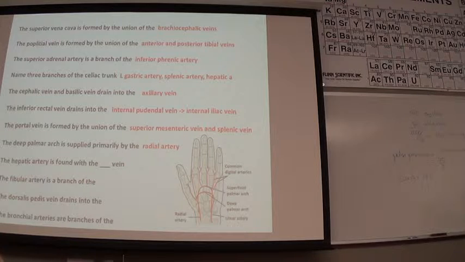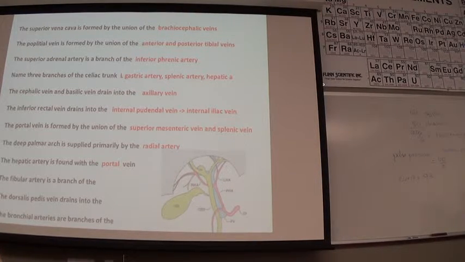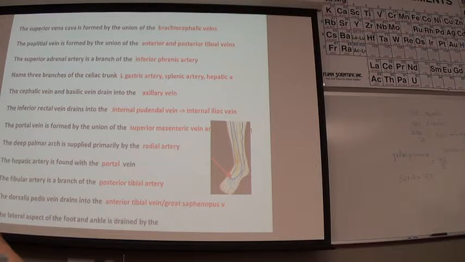Hepatic artery is found with the portal vein. Remember, hepatic veins come out the top of the liver, while the hepatic artery and portal vein go into the liver, flowing the same direction. Posterior tibial artery is a branch of the posterior tibialis. Dorsalis pedis vein drains into the anterior tibial, or greater saphenous? It depends on where we are in it, because it's superficial. Lateral aspect of the foot, the ankle.